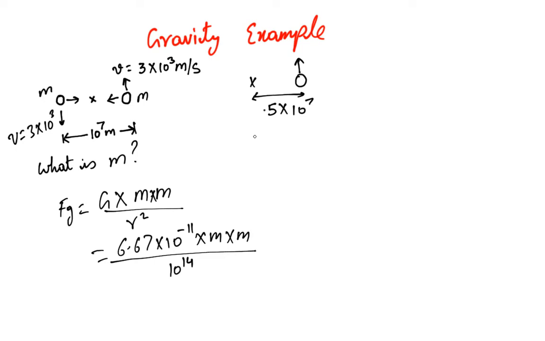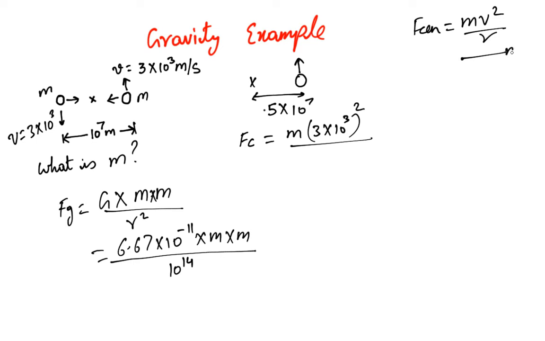Now we know that the centripetal force is going to be m v squared, which is 3 multiplied by 10 power 3 squared, divided by the radius. So we know that F centripetal is given as m v squared over r, where m is the mass of the object, v is the velocity by which it's moving, and r is the radius from the point about which this mass is going in circles. Okay, so this is 0.5 multiplied by 10 power 7. So this is the centripetal force.